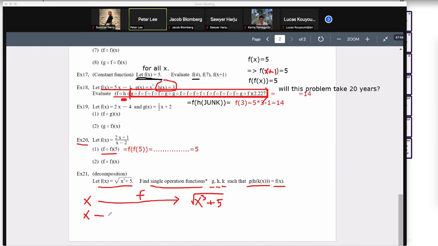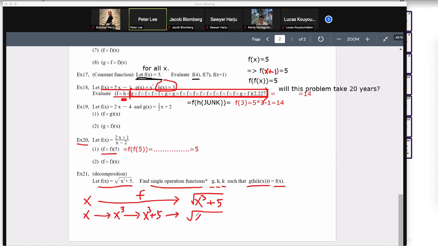When you plug in a number x here, what is the first thing we do? Well, we actually cube that number. And once you cube that number, what do we do next? We add a 5. This is what I call a composition map. And then once we add a 5 to that number, we actually take the square root.